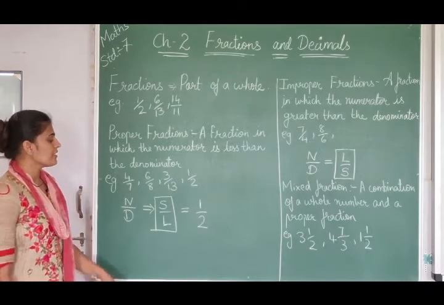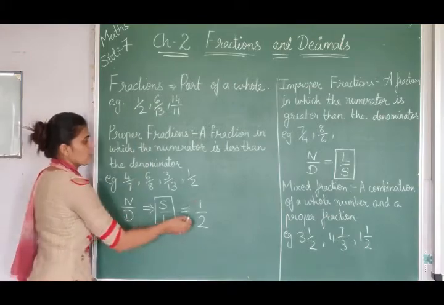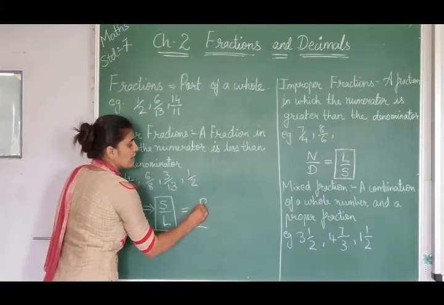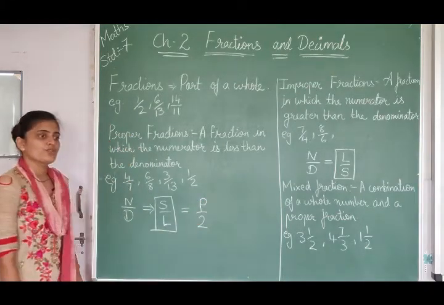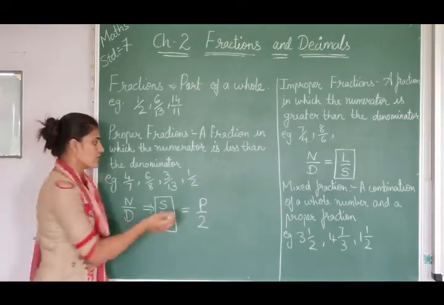For easy remembrance, you will remember 1 by 2. 1 by 2 is a proper fraction. So 1 by 2, if I put a p over here, then it will be easy for you to remember that 1 by 2 means p, means proper fraction.